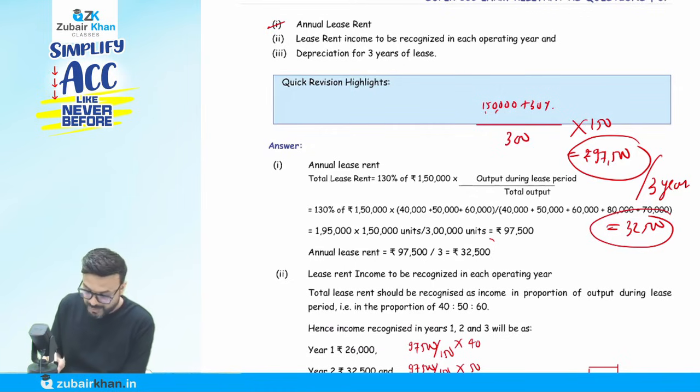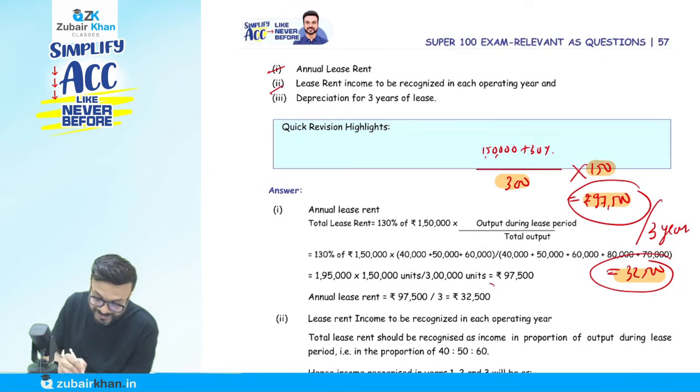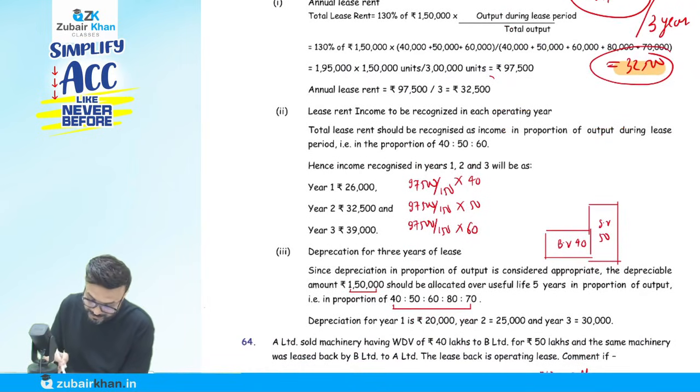Now understand what the correct treatment is. 300 is the total output, but we are taking it for the 3 years only, so for the 3 years it is 150. So basically the lease rental will be 97,500 for the 3 years, and 32,500 for 1 year. Now they say the lease rental income is to be recognized in each period in proportion to output. The first year output is 40, the second year 50, and the third year 60. So 97,500 divided by the total output for the 3 years, 150, multiplied by the first year output, then the same for the second year and third year. This much they are going to recognize.